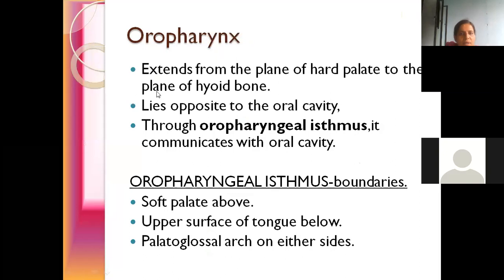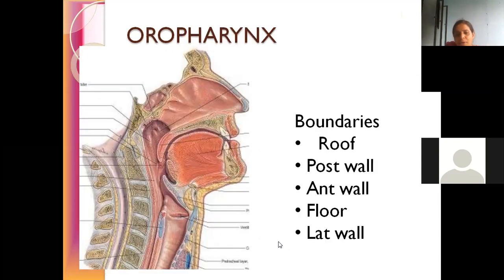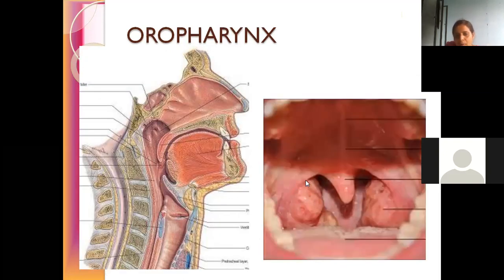Everything will be elaborated. So the oropharynx is extending from the plane of the hard palate to the plane of the hyoid bone. It lies opposite to the oral cavity. So boundaries are: it has soft palate above, upper surface of tongue below, palatoglossal arches on either side, which you have seen here. This is the palatoglossal arch on either side.